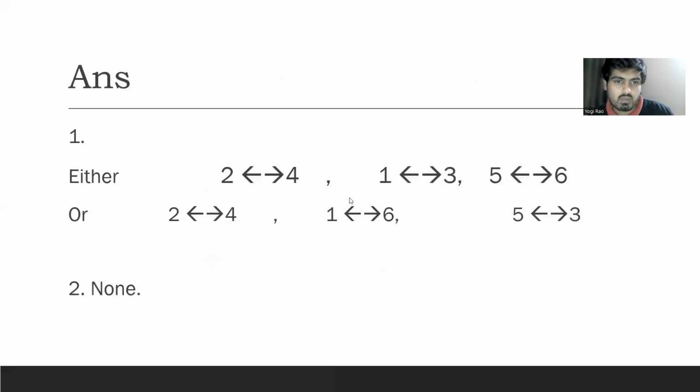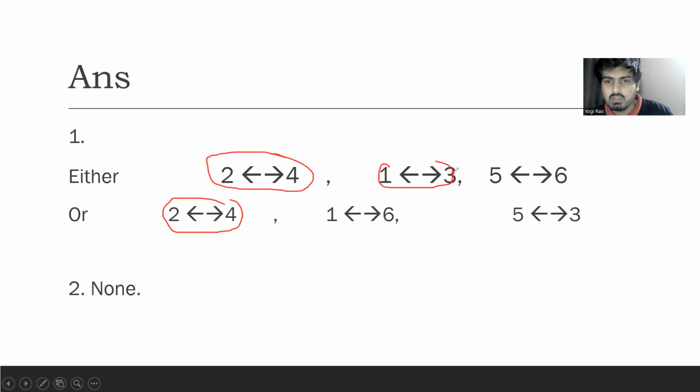Yeah, here we can see that 2 is opposite of 4 in both, and 1 can be with 3 or it can be with 6, and 5 can be with 6 or 5 can be with 3.